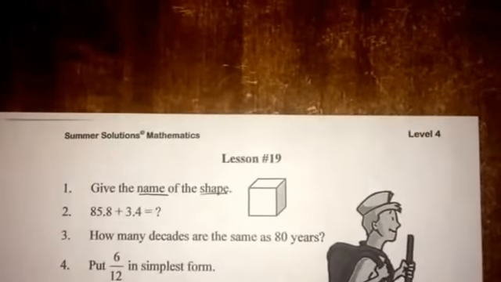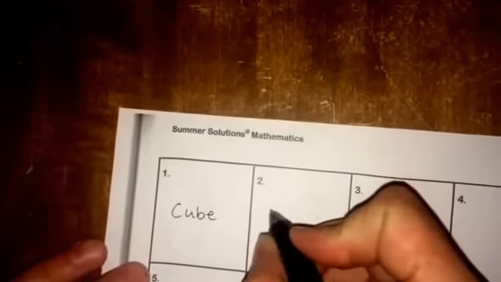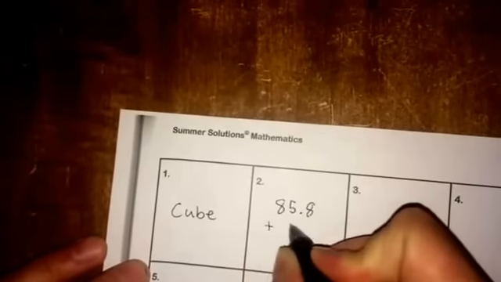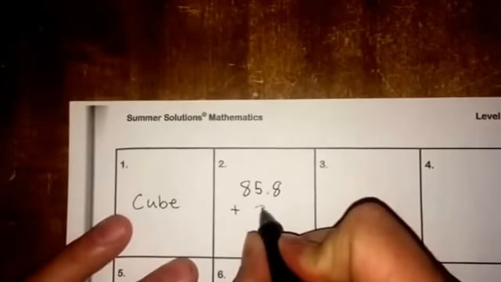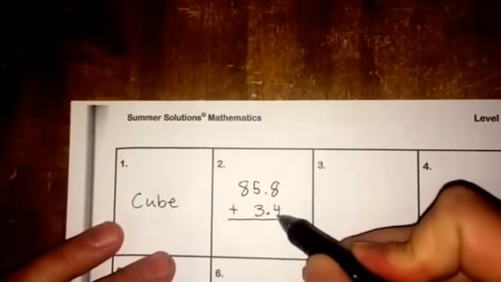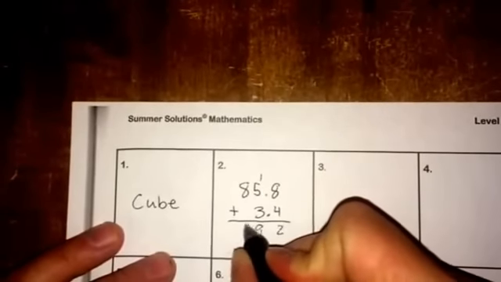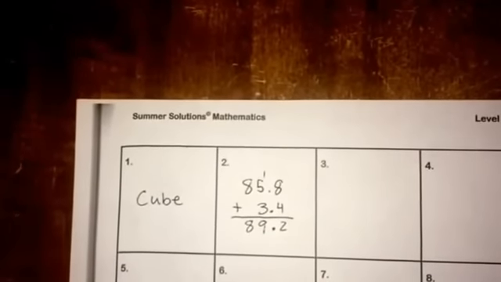All right, number 2. We have 85 and 8/10 plus 3 and 4/10. We must always remember that when we are adding decimals, we must line up our decimals. So that was 85 and 8/10 plus 3 and 4/10. All right, 8, 9, 10, 11, 12, 5, 6, 7, 8, 9. 8 comes down, and then our decimal comes straight down. So we're left with 89 and 2/10.